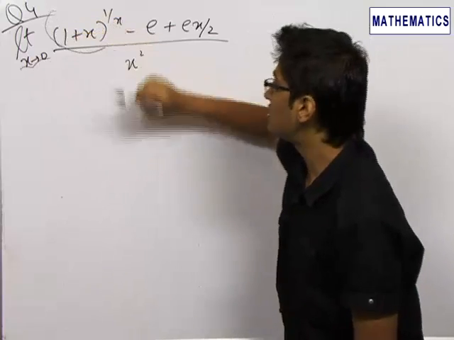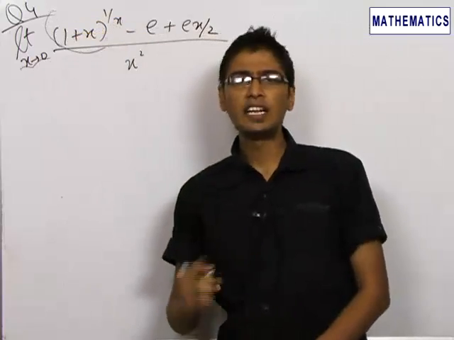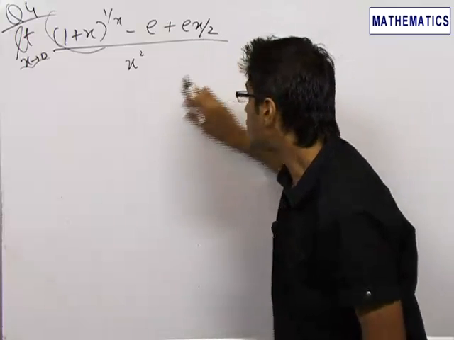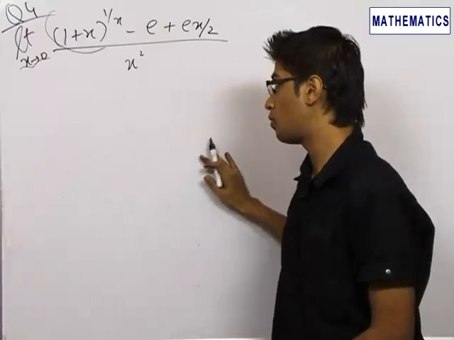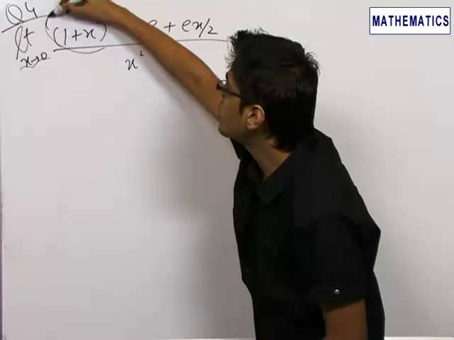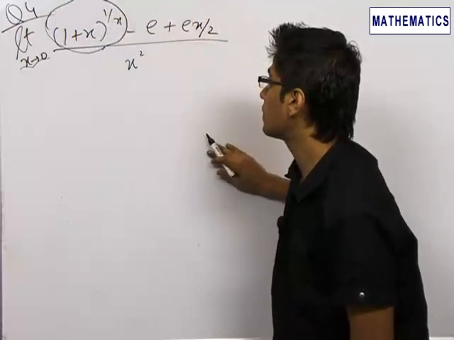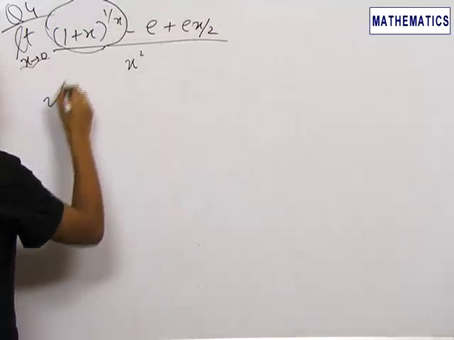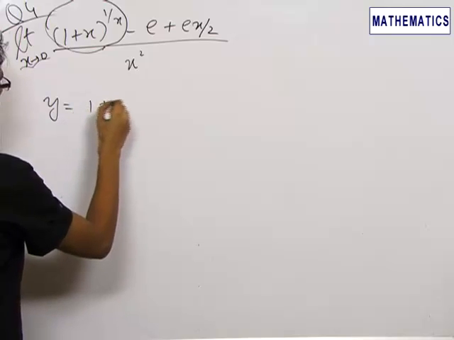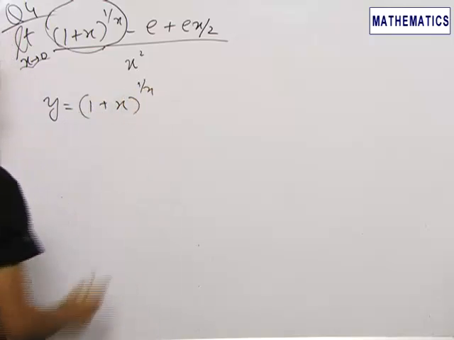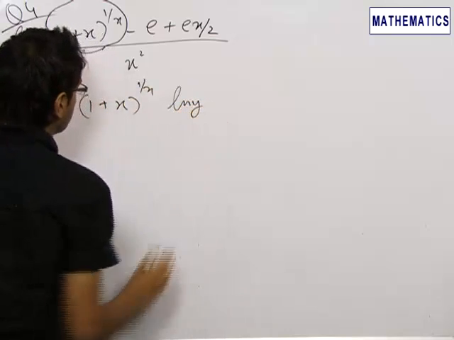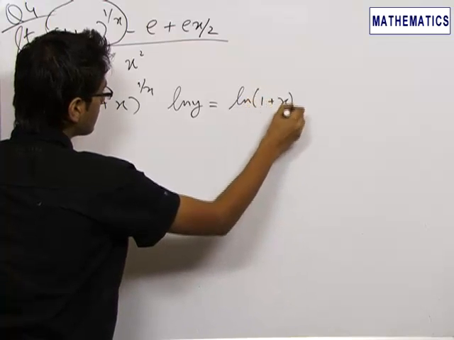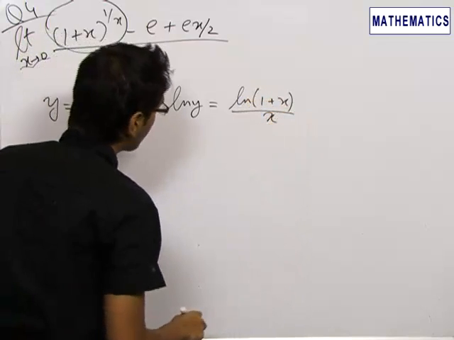Now we see that this is neither a 0 by 0 format, nor an infinity upon infinity format, nor a 1 power infinity format. So we cannot use simple approaches in this type of problem. Instead, we try to convert this confusing term into a simpler term. We can write y equals (1 + x)^(1/x). Now, on taking log both sides, we get ln y equals ln(1 + x) by x.